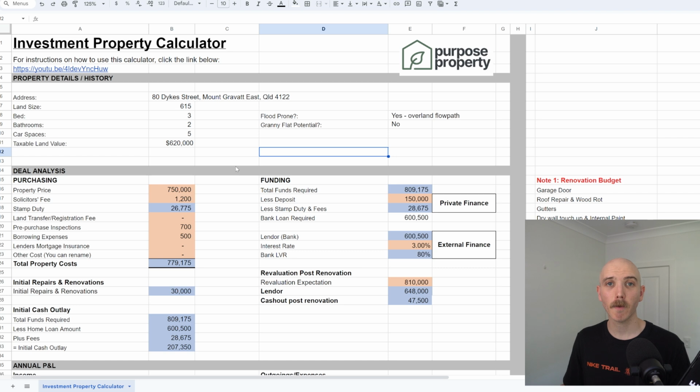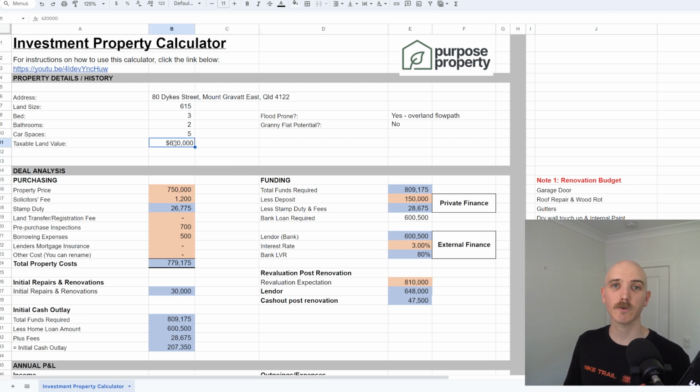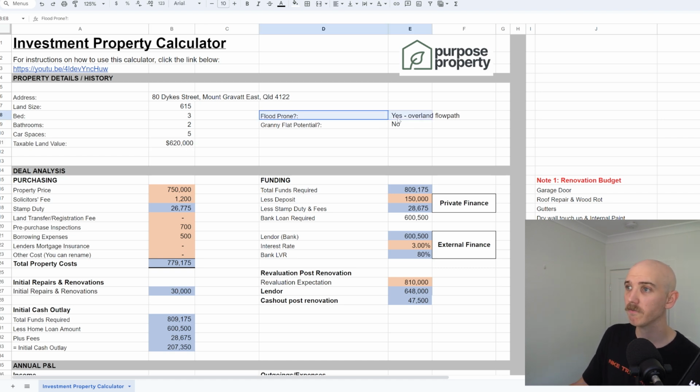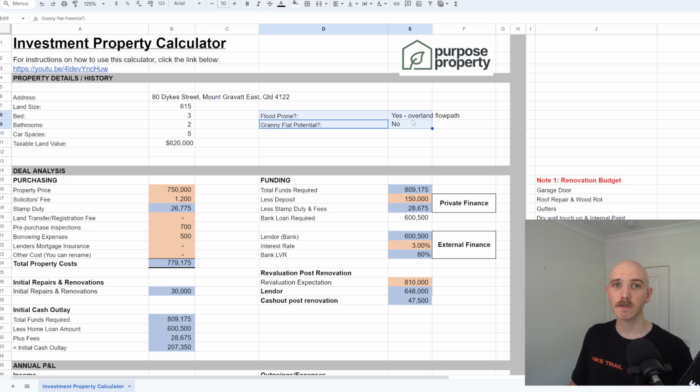So in this example, I know from memory that the land tax threshold in Queensland is $600,000 per person. So if you were to buy this property, your taxable land value would be $620K, and that would actually tip you over the land tax threshold here in Queensland, and you need to start paying land tax. So just be wary of that as well. You also want to make sure you do a flood search on the property and see whether it's got granny flat potential for your situation.